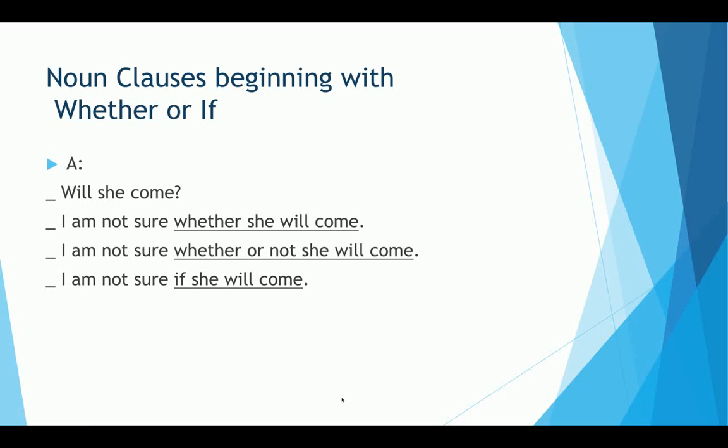Noun clauses beginning with whether or if. Will she come? I'm not sure whether she will come. I'm not sure whether or not she will come. I'm not sure if she will come.